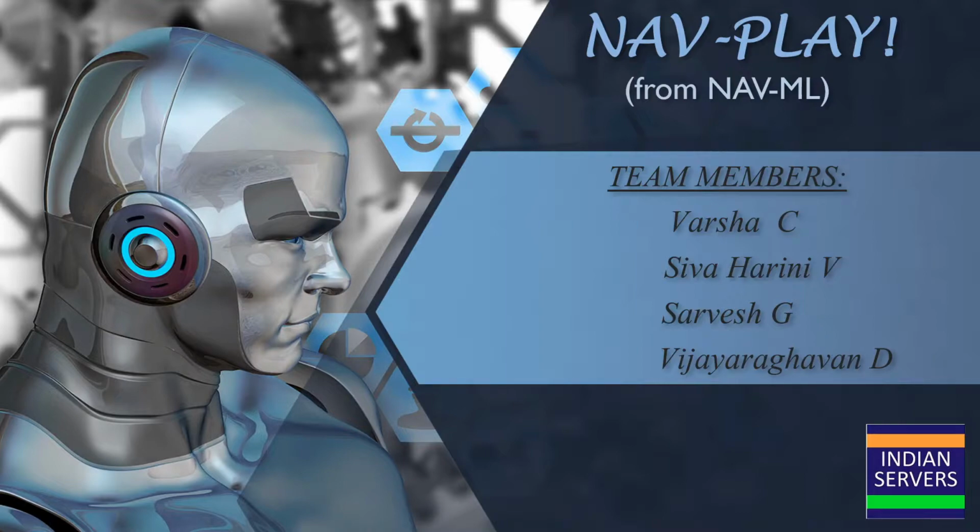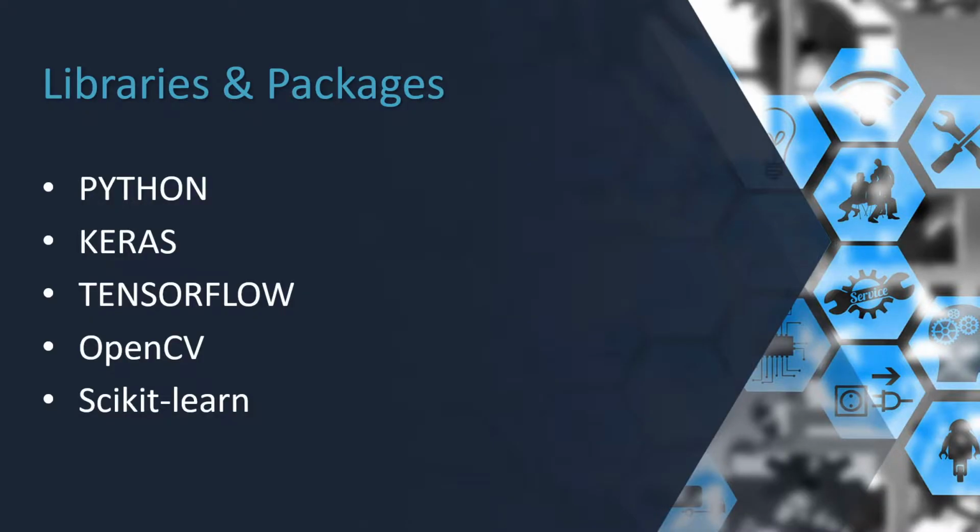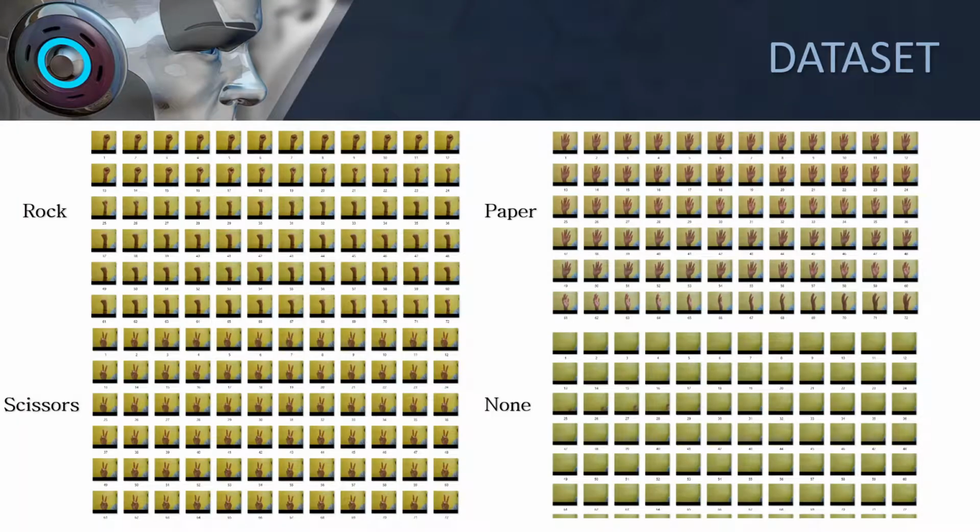The libraries and packages we used are Python, Keras, TensorFlow, OpenCV, and scikit-learn. I created my own data set and trained the model. I collected 200 images at different angles and positions for each category, namely rock, paper, scissors, and none. For this process, I used OpenCV and saved them in an image data directory.